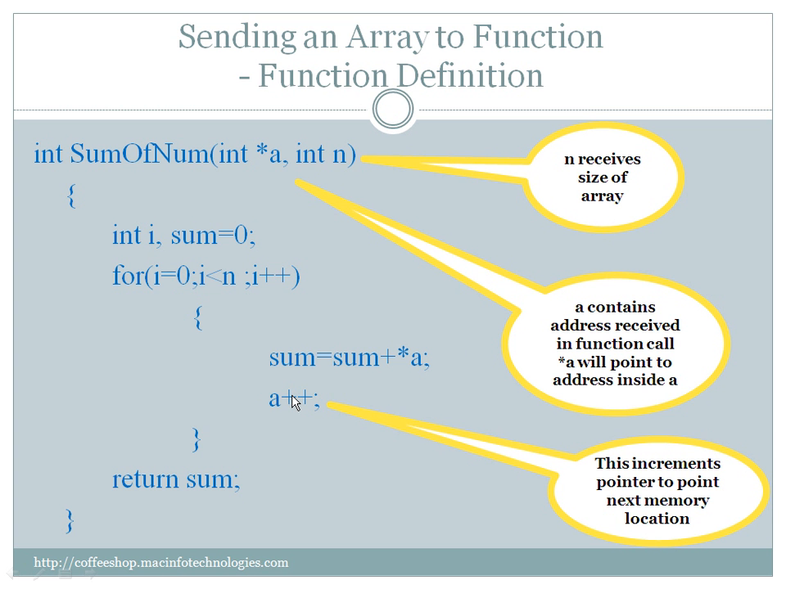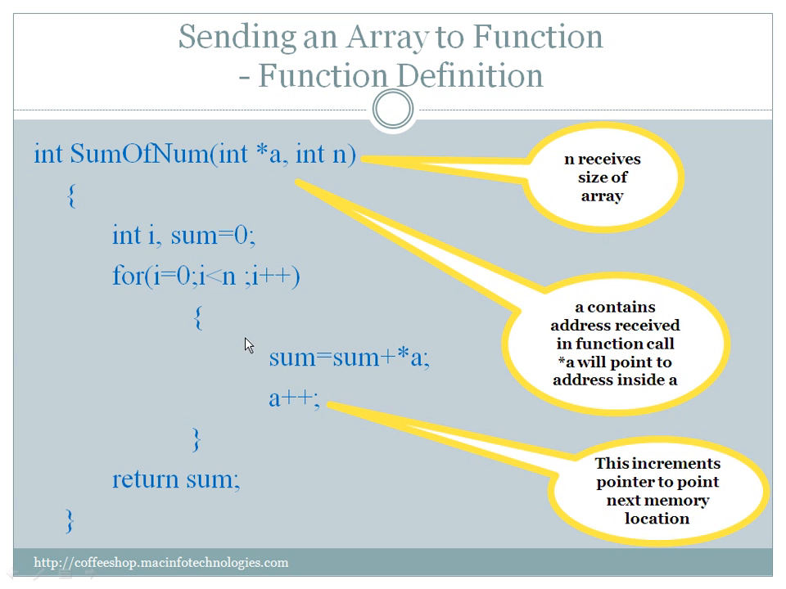If it's a float, in the 16-bit compiler, float size is 4. So if the first location pointed by star a is 3000, when we increment a plus plus, it will point to 3004, and when we increment again, it will point to 3008. We'll see that in a moment.